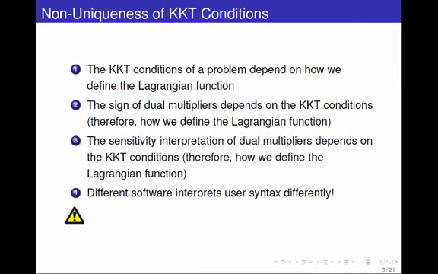The set of KKT conditions is basically what dual multipliers depend on. When you are asking your solver what is the dual value of a certain constraint, the solver has come up with that answer by solving a set of KKT conditions. And these KKT conditions are different depending on how you define the Lagrangian function of a problem.